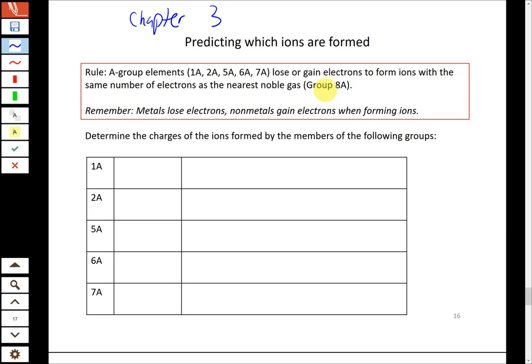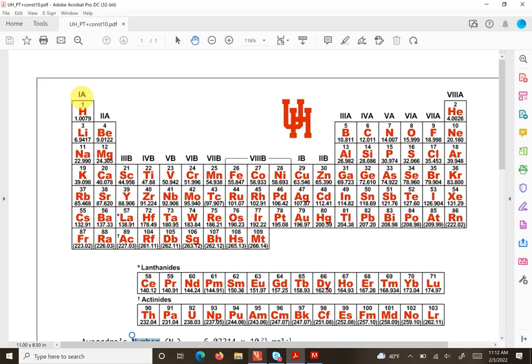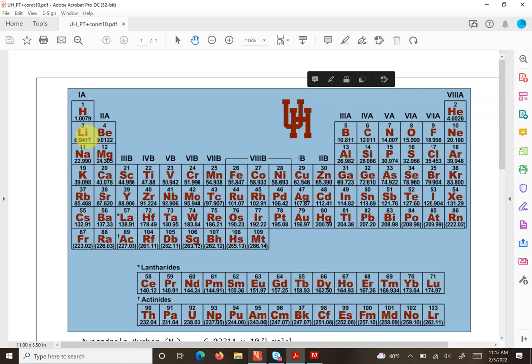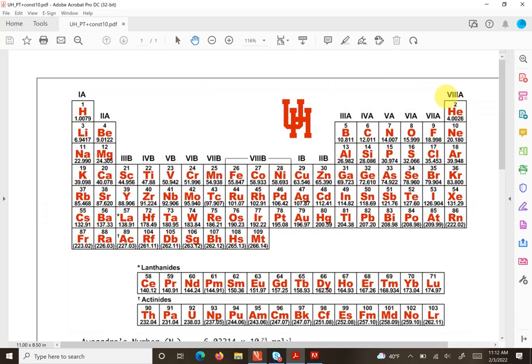And so there's a very simple trend as we go through the different groups on the periodic table. So group 1A, that's the first column of the periodic table, the alkali metals. Those have a valence configuration of S1, and if they lose 1 electron, they will then acquire the configuration of the noble gas. So going back to the periodic table quickly, this whole first column, if lithium loses 1 electron, it becomes the configuration of helium.